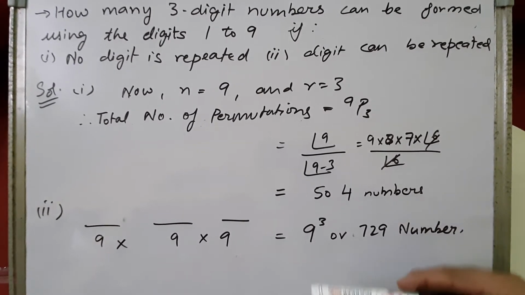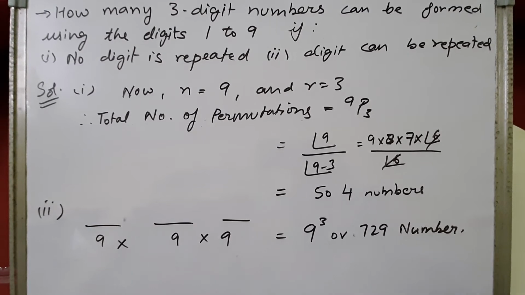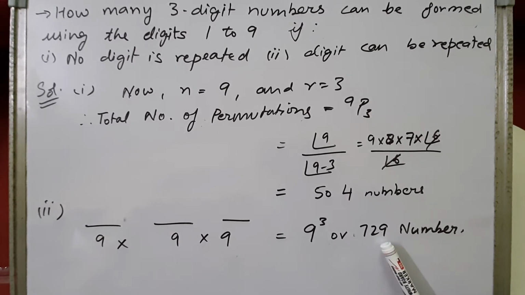And when repetition is allowed, on the first place how many numbers can come? 9 numbers can come. On the second place, 9 numbers. On the third place, 9 numbers. So the total number of numbers that can be formed when repetition is allowed will be 9 to the power 3, or 9 nines are 81, 9 eights are 729. So 729 numbers will be formed when repetition of digits is allowed. Note down the sum please.